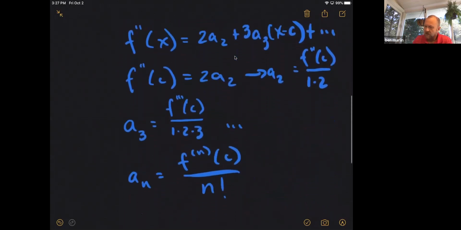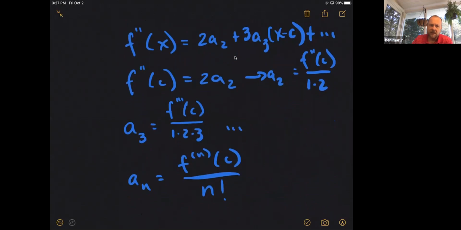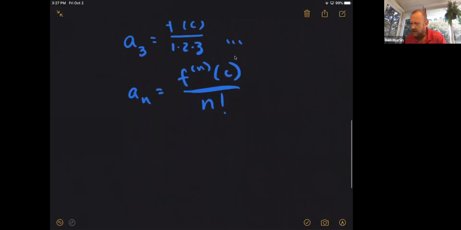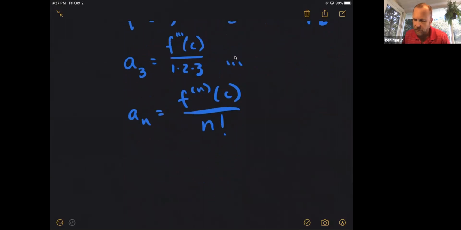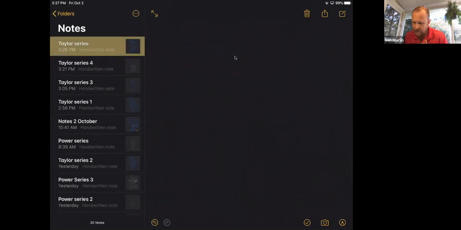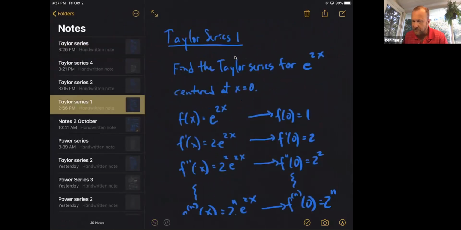So that our formulation we actually get is that the nth coefficient there, the a sub n, is going to be just the nth derivative evaluated at the center and then divided by n factorial. Okay, and that's what I've got on that bit there. But now we want to take a look at some examples for this.